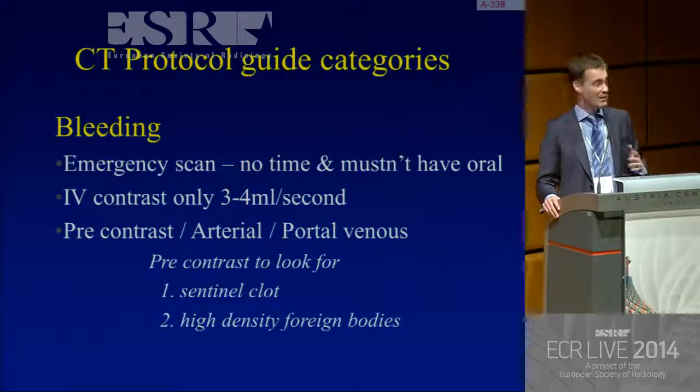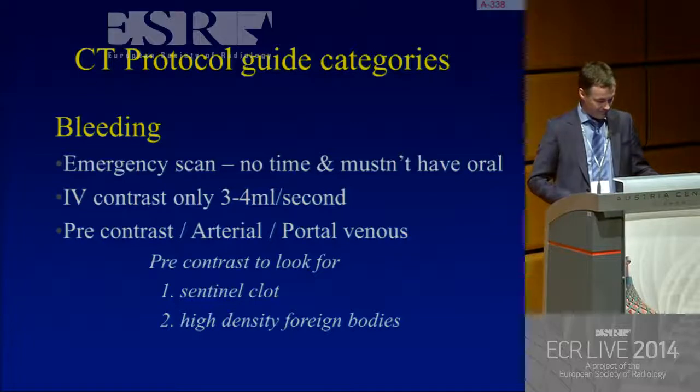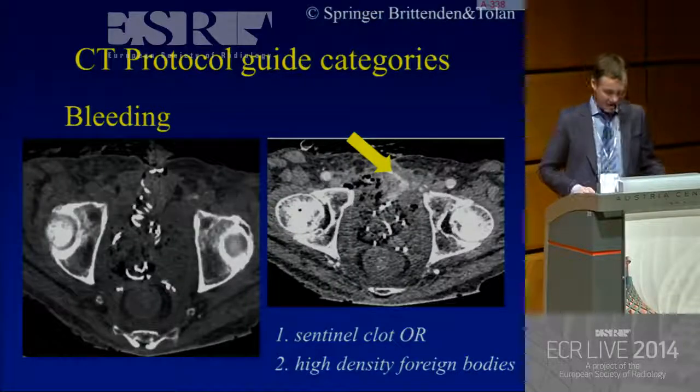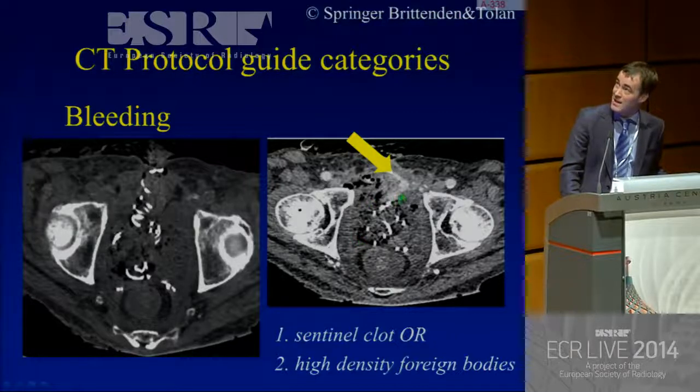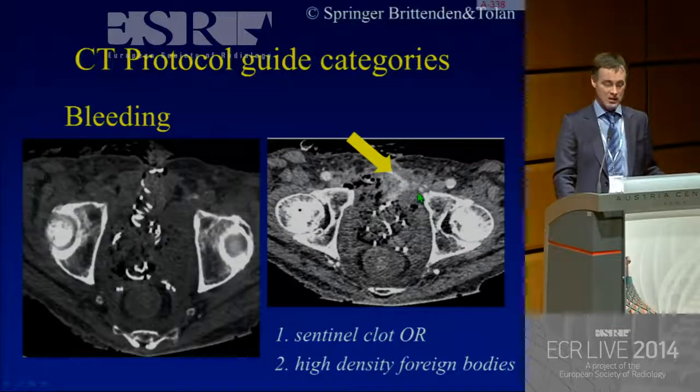The reason is we're looking for perhaps retained foreign bodies or things like that that we're not sure about, or to look for a hematoma. And then we'll use an arterial and a portal venous phase to look for contrast extravasation. Here's an example where a patient who's had bladder surgery, we can see contrast extravasation from the abdominal wall from an active bleeding point.